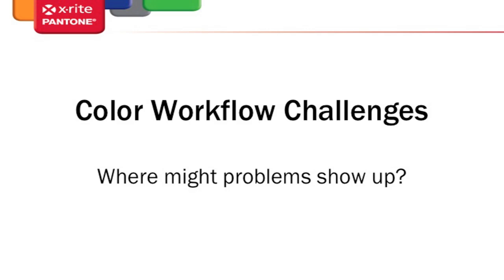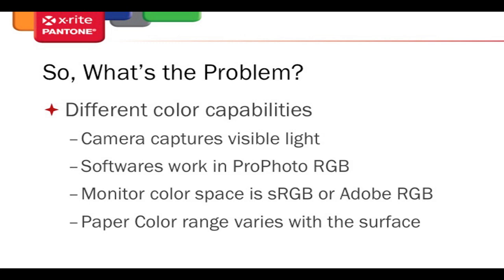So why do we need these tools? Why doesn't it just happen? And what are the challenges? First of all, we're dealing with different color spaces. Our cameras capture the entire visible light spectrum. Our software works in up to ProPhoto RGB. Our monitor color space is either sRGB or Adobe RGB, and the colors we can print out on paper are going to vary depending on what the surface is.